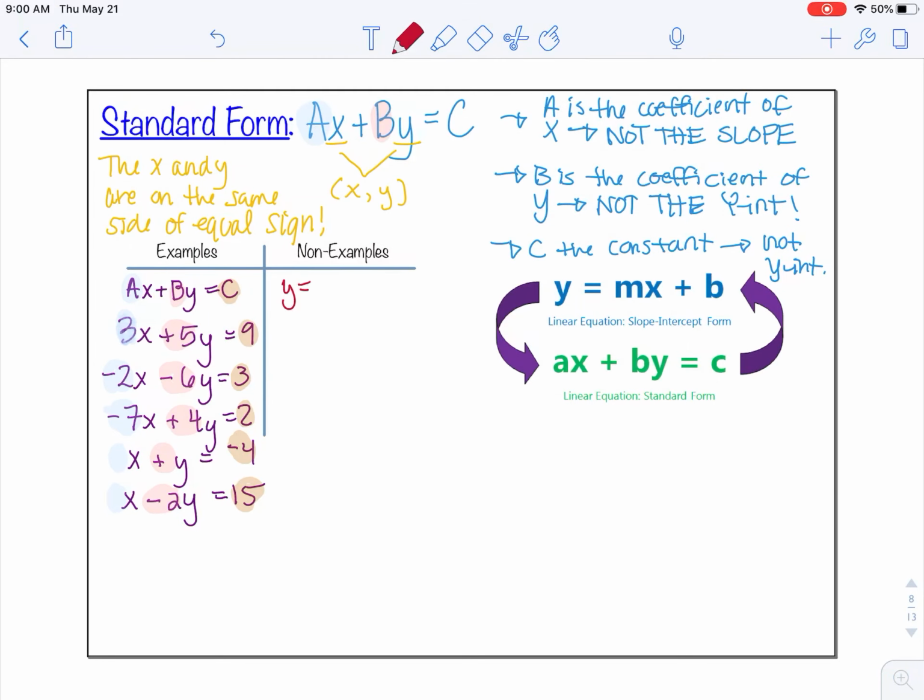Some non-examples would be y equals mx plus b. That's slope-intercept form. Y equals 2x minus 4. That's slope-intercept form. The x and y are on two separate sides. 7x plus 5 equals y. Slope-intercept form. 4 plus 8 equals c. That's not standard form because there's no x and there's no y. So this is standard form: ax plus by equals c.